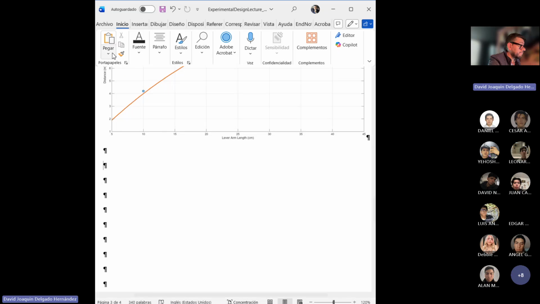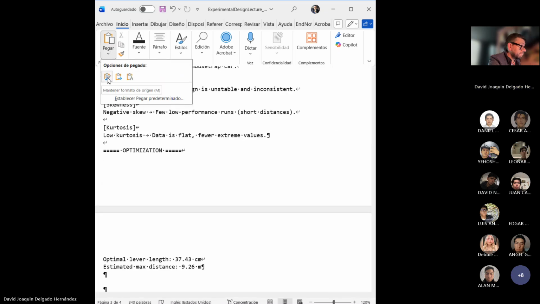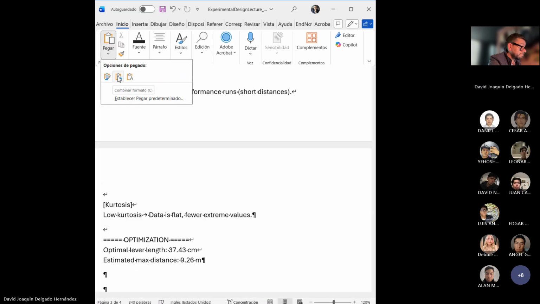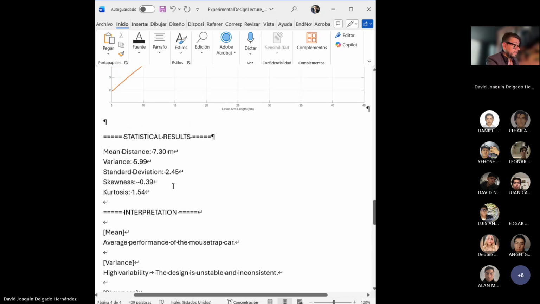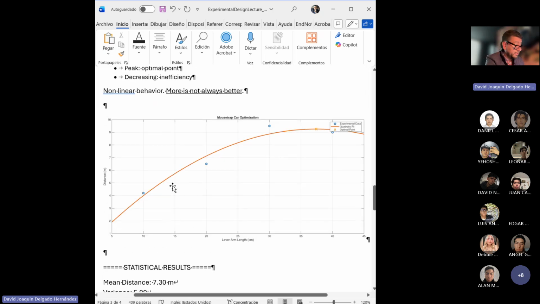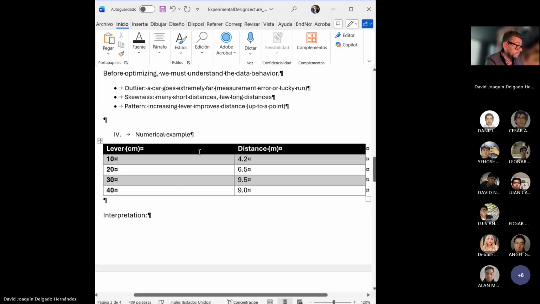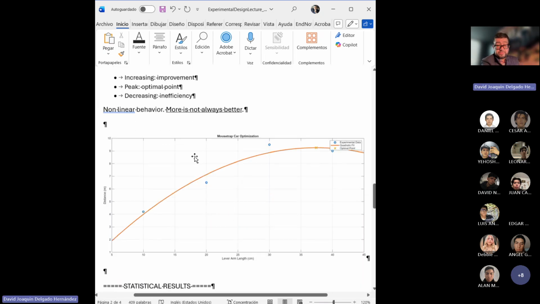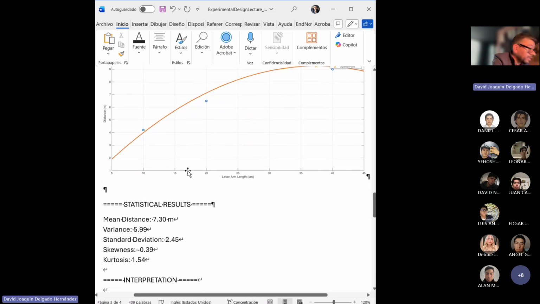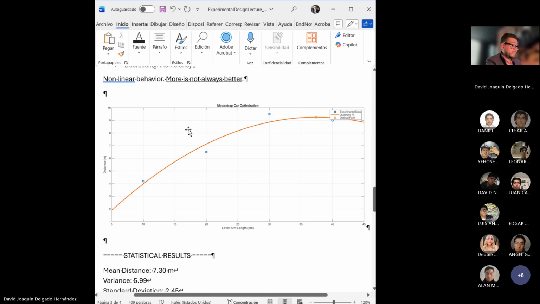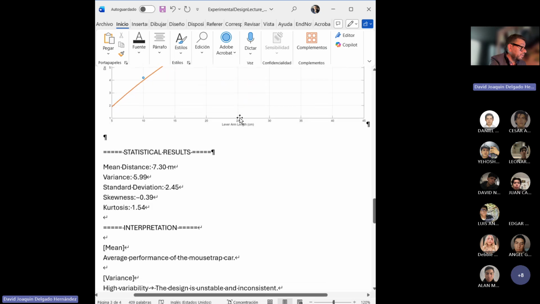So here we are. Okay. So here with this table, we can see the following results, right? This is the graph, okay? This is for optimizing, right? The mousetrap car optimization. And look, the mean distance is 7.30.